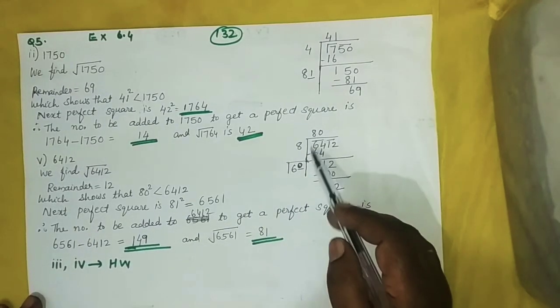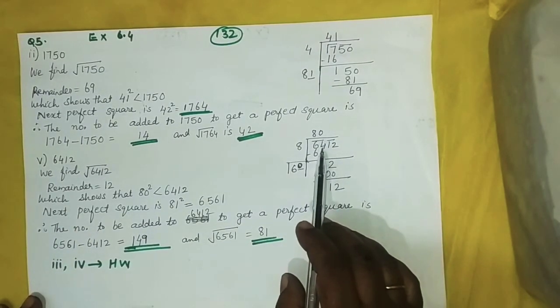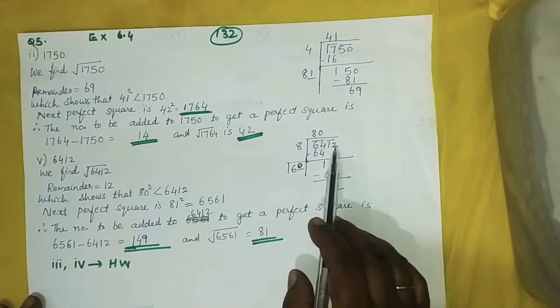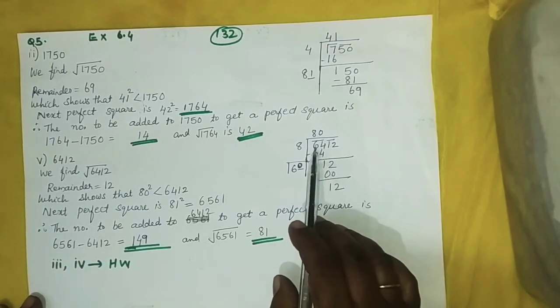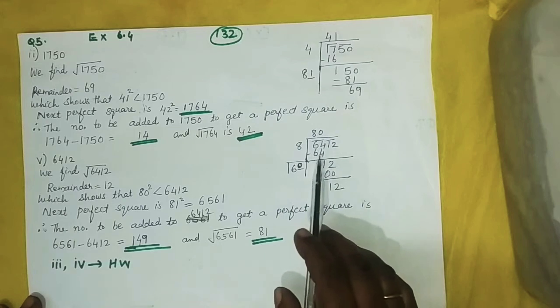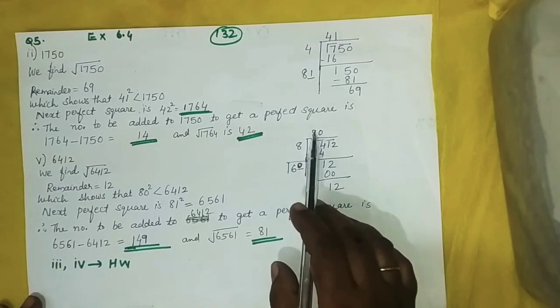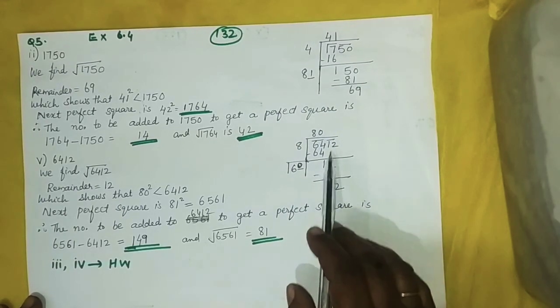Same way, 6412. We have to find out which number to be added to this number to get a perfect square. We are taking the square root. Okay, 64 together and 12 together. 6 and 4 together, so the number formed is 64. 8 8s are 64. Here 8 we wrote in the quotient. Okay, now 12 only.